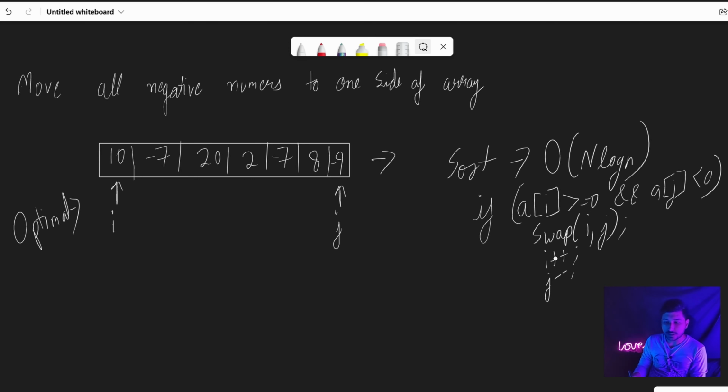This I or J can be anything, low, high, whatever you take. So this is the first condition, and here you can see this is the condition that is meeting the requirements, so we are just going to swap these elements. After swapping, it will be -9 and it will be 10. After doing this, we have to do I plus plus, so I will come here and J will come here.